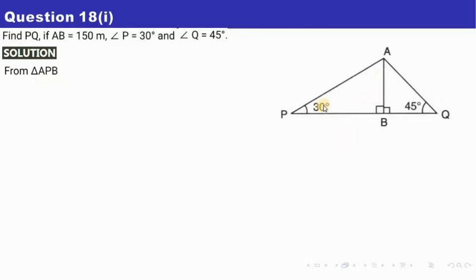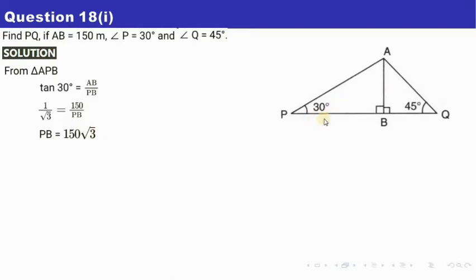The side opposite to this angle, that is AB, is your perpendicular. Obviously this is my hypotenuse and this becomes my base. That's why we have tan 30 degree, which is perpendicular by base. Perpendicular is AB, PB is my base. Put the value: tan 30 degree is 1 by root 3, AB is given as 150, and we need to find PB.